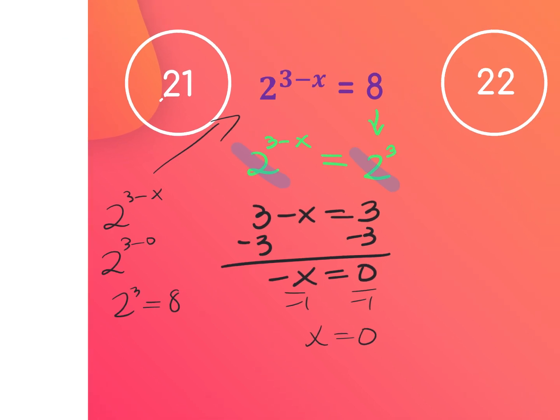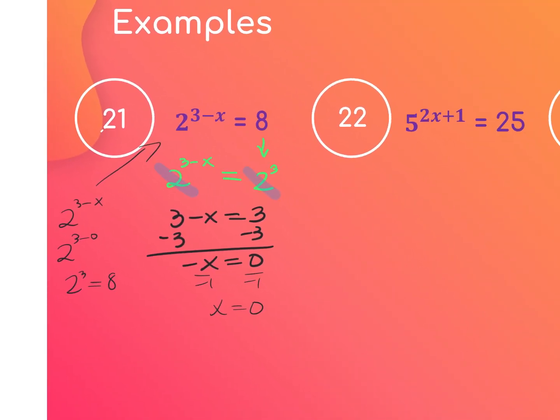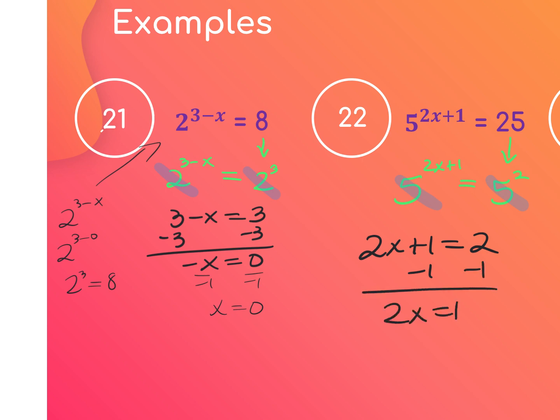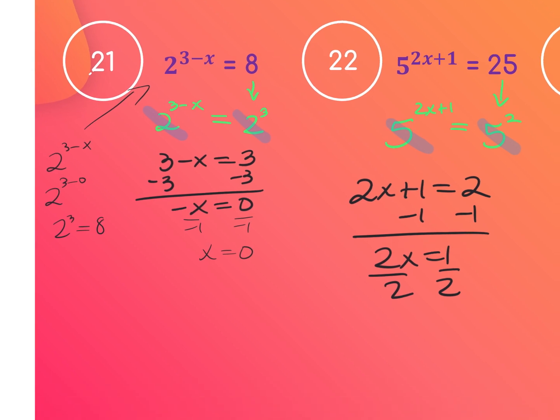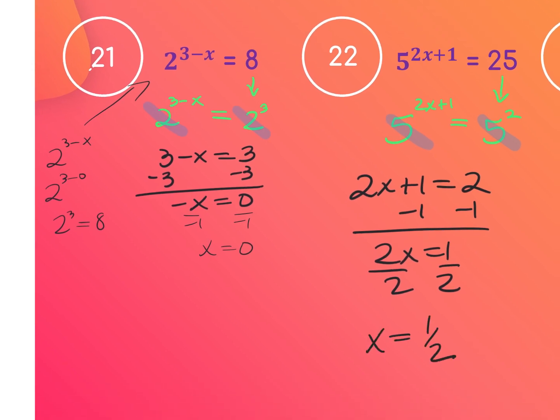The next one, we're going to change the 25. So it has a base of 5. So this will become 5 squared. This side is 5 raised to the 2x plus 1. Once the bases are the same, get rid of the 5, that common base. Set the exponents equal to each other. Solve for x. Divide. And x equals 1/2. So in addition to x being 0, it can also be a fraction.